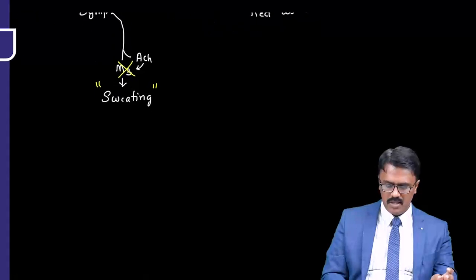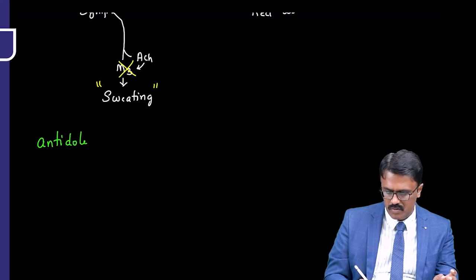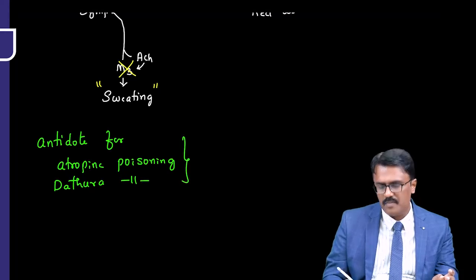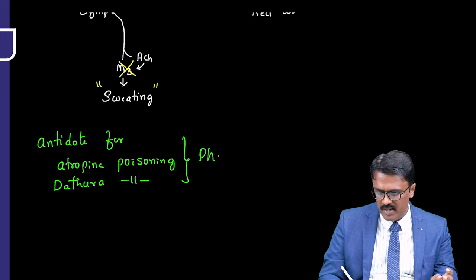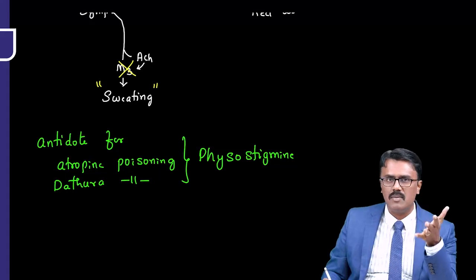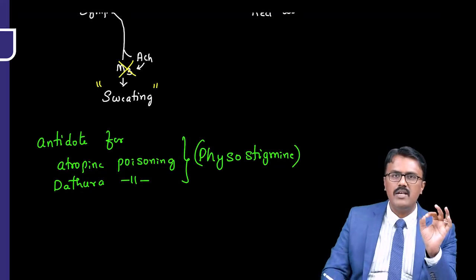Now whenever there is atropine poisoning, what is the antidote? They can ask you as atropine poisoning, they can ask you as datura poisoning. So for any of this poisoning, the drug of choice is physostigmine, guys. Don't confuse with pyridostigmine. Pyridostigmine doesn't cross the blood-brain barrier. Physostigmine crosses the blood-brain barrier and kicks the atropine out. So that is the reason the drug of choice is physostigmine.